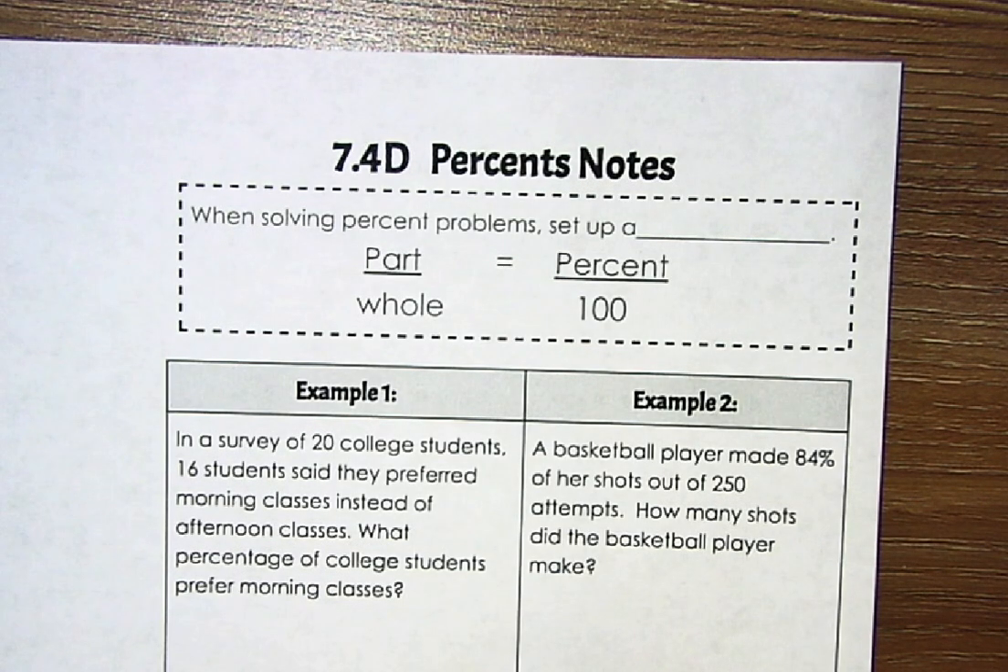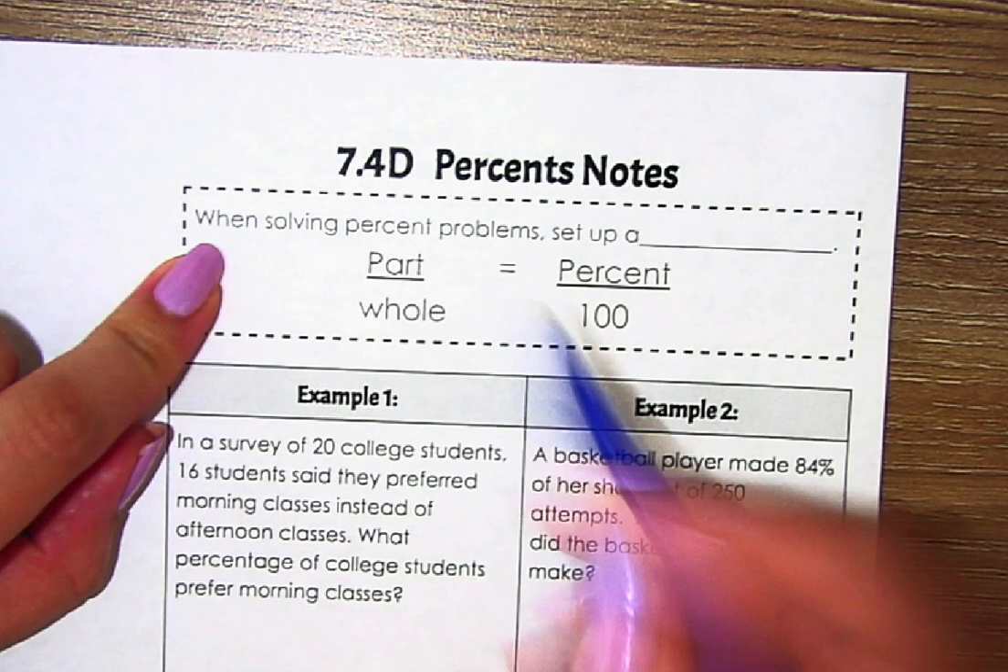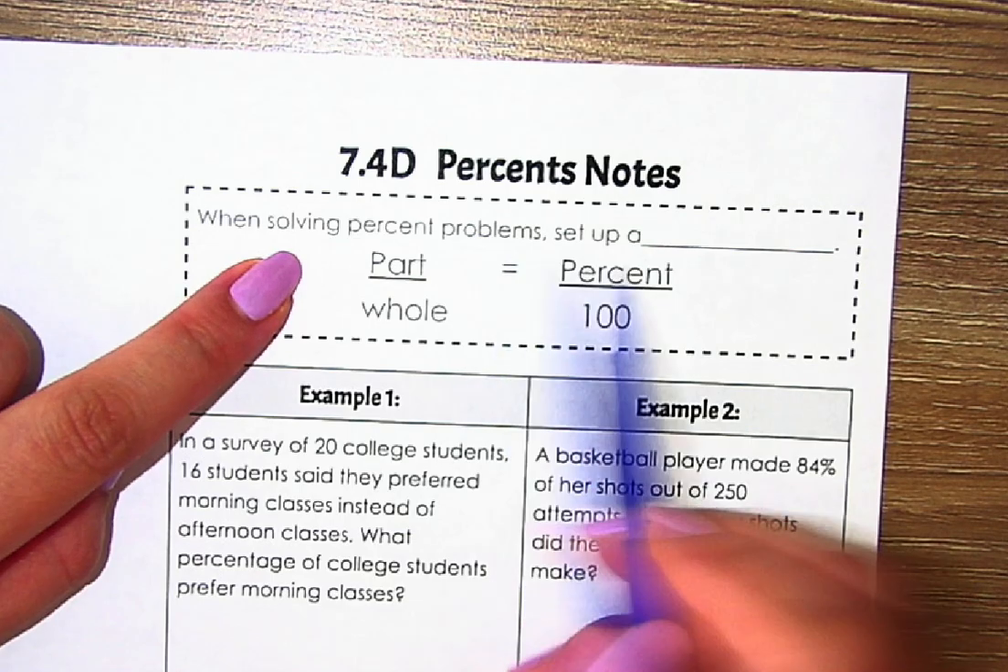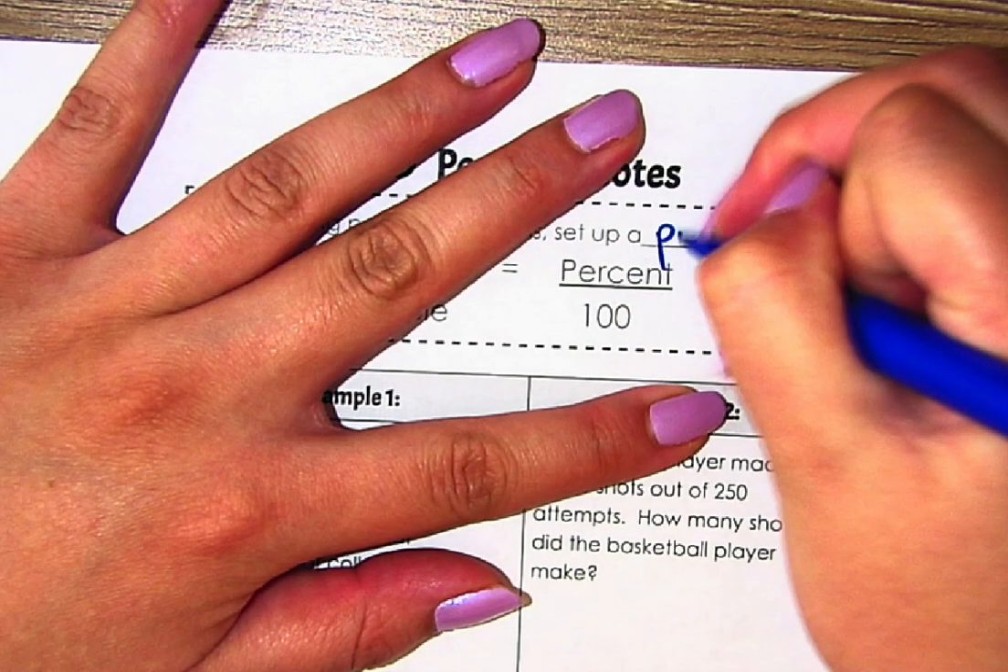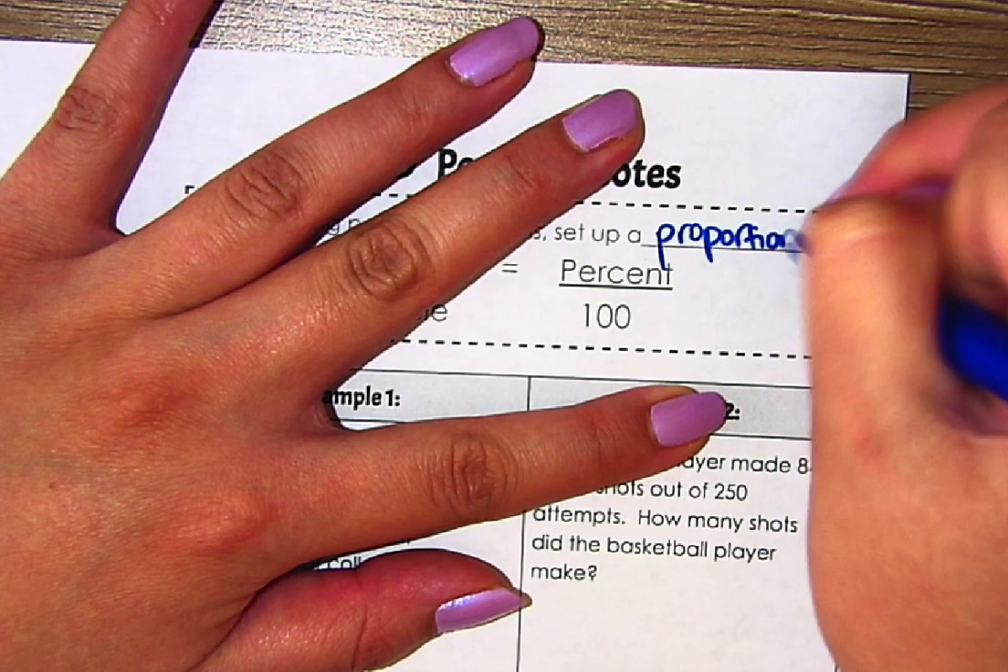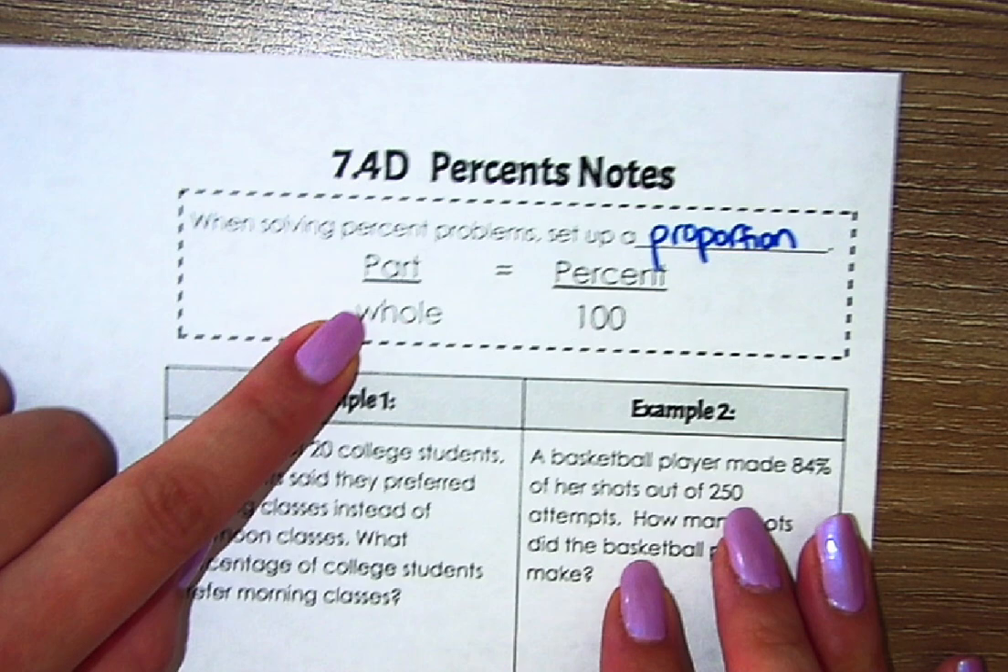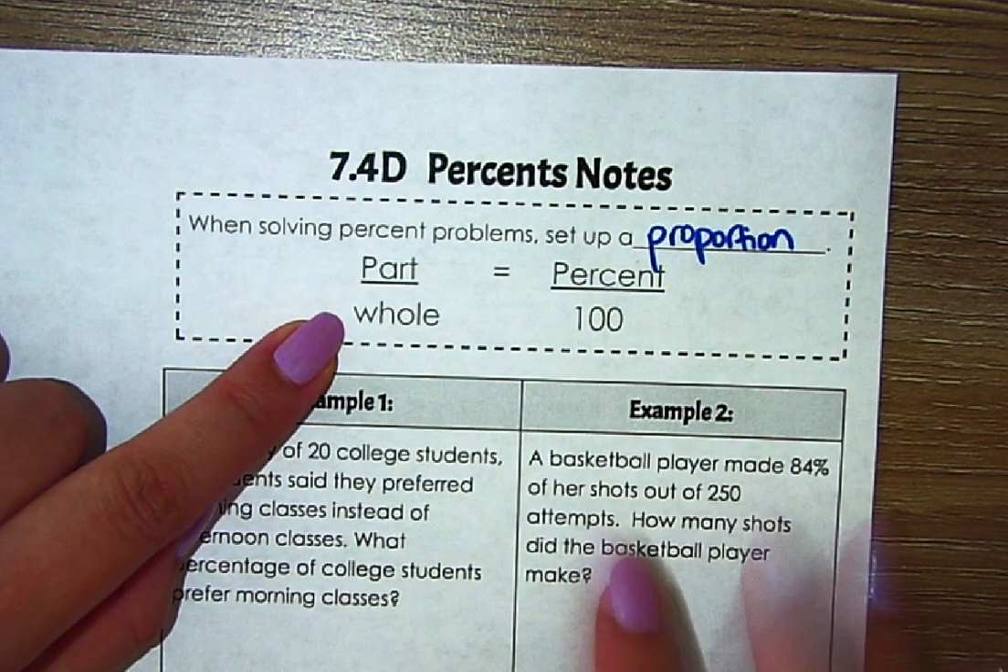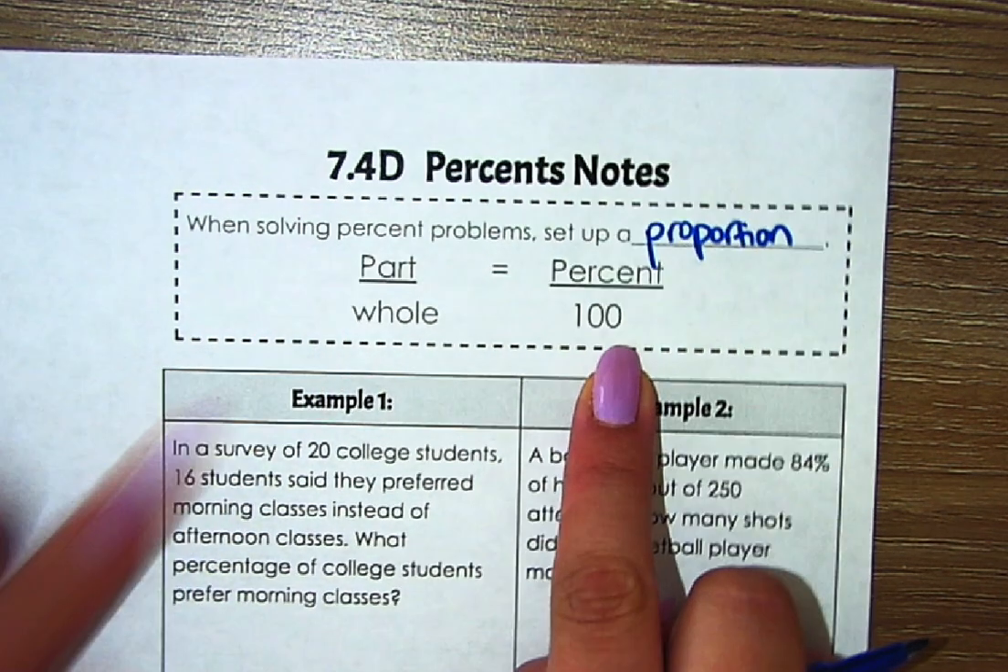Alright guys, so we have percent notes today. Okay, so when solving a percent problem, you're going to set up a proportion. Remember, if I'm writing, you're writing. This is going to be our proportion. It is part over whole equals percent over 100.